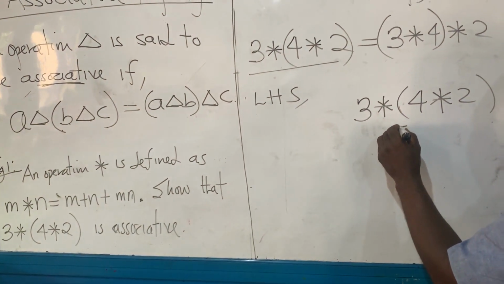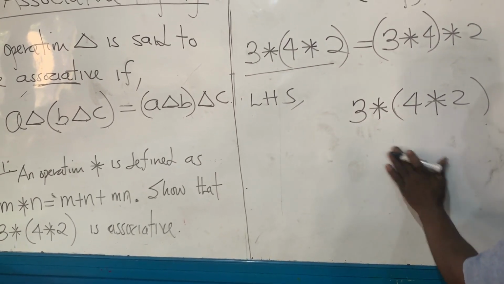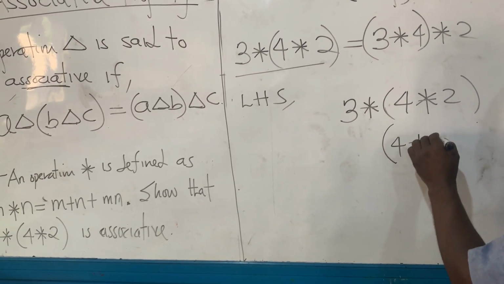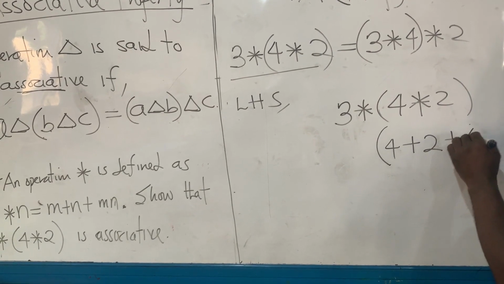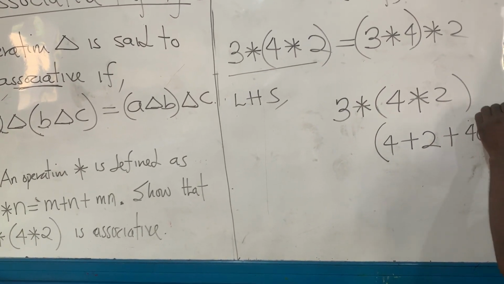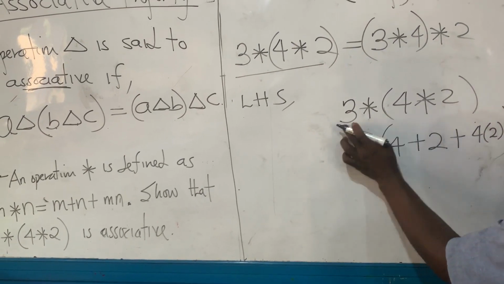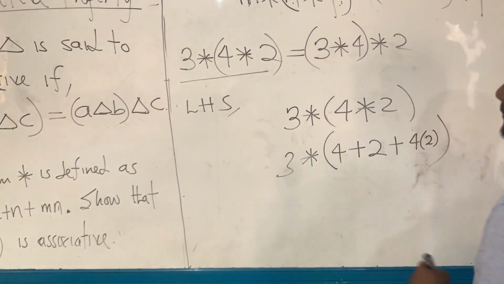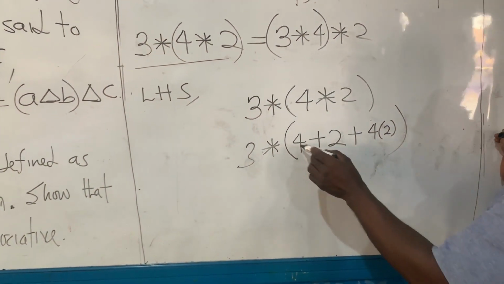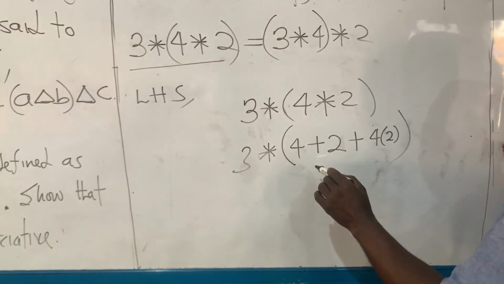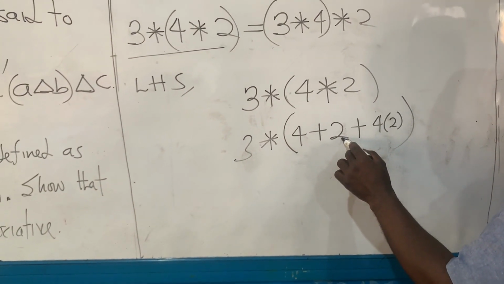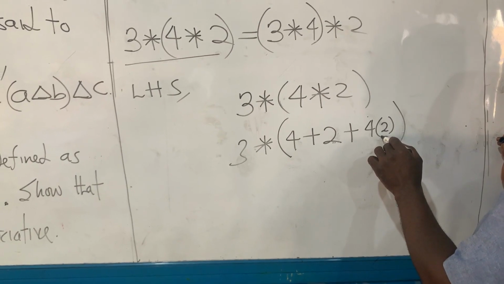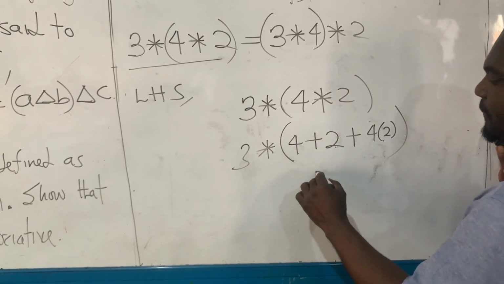Then it's going to be 4 plus 2 plus 4 times 2, against what is outside the bracket. What is left at the bracket behind is 3. So from here, I will simplify what is inside the bracket. 4 plus 2, 6. 6 plus 8 will give you what? 6 plus 8 will give you 14.